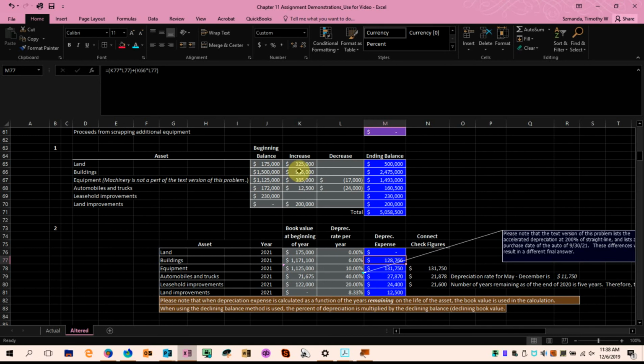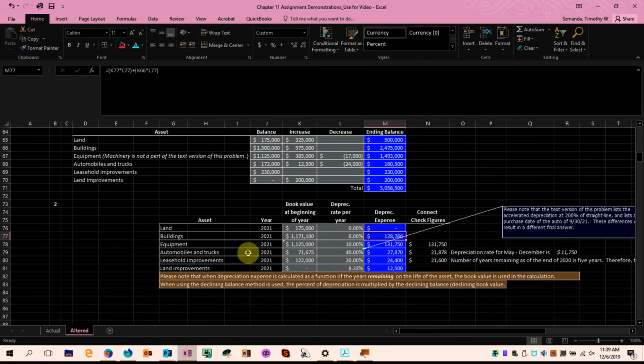That 975,000 will also be multiplied by 6%. So we're going to essentially be depreciating the beginning balance for the whole year, and we're going to be depreciating the improvement or the increase of 975 at 6%, and add the two together. When you do that, you arrive at 128,766. And that's a calculation then for the depreciation expense on the building.